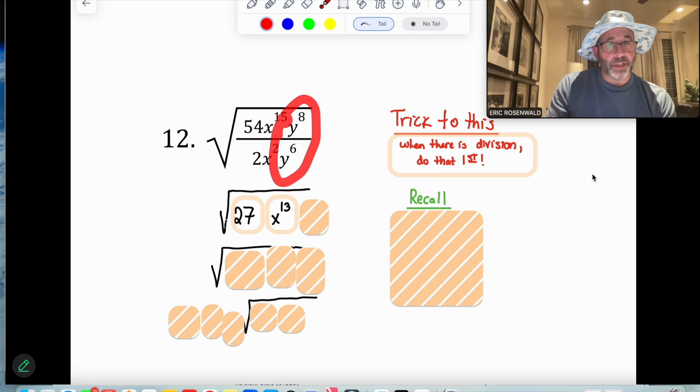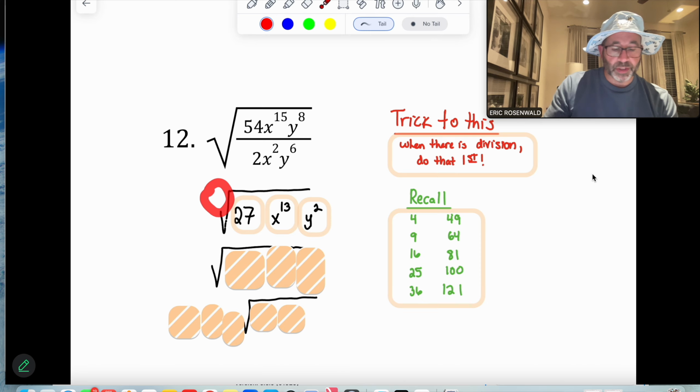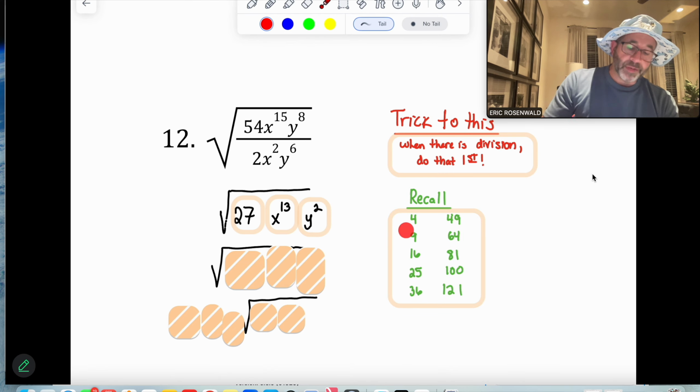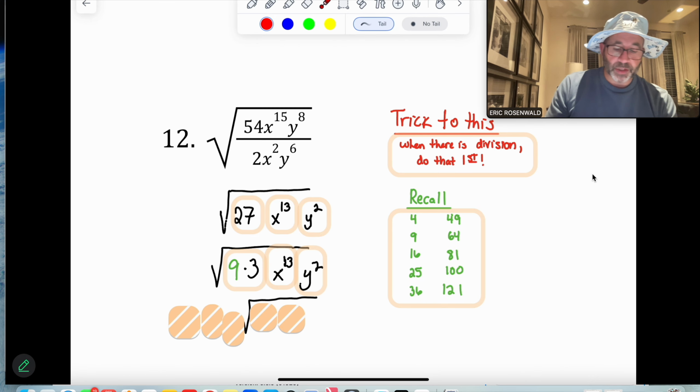Y to the 8th over y to the 6th, when we simplify that, is going to be y to the 2nd. We're doing square root this time, not cube root. So let's take a look here. Okay, which number works with that 27? It's 9. So 27 divided by 9 is 3. We still have the x13 and the y2.